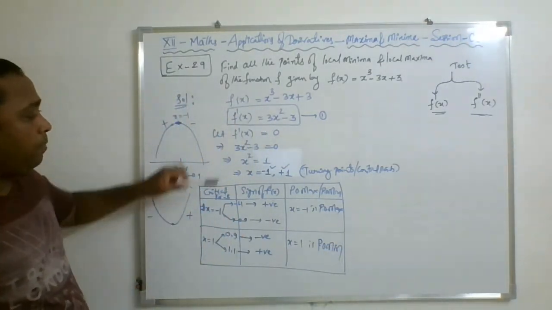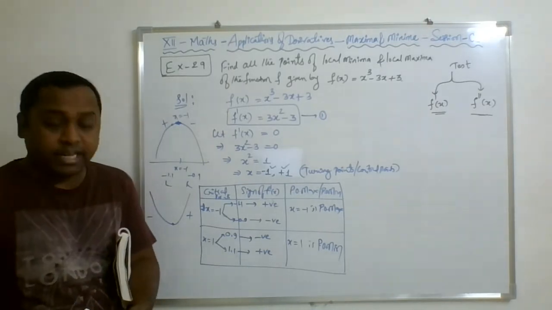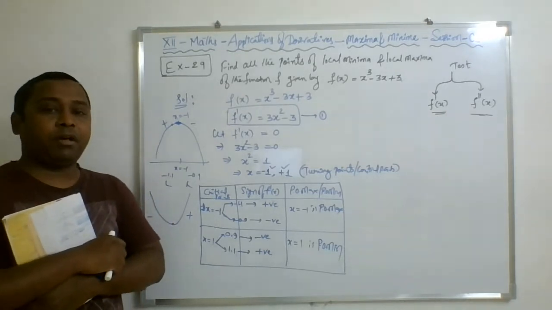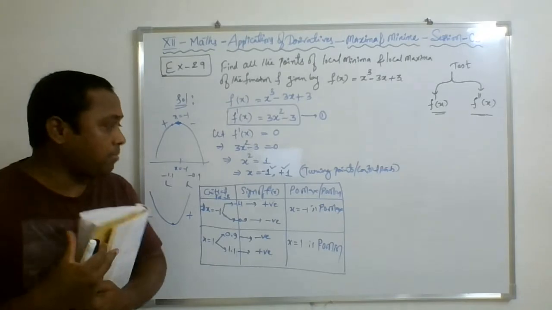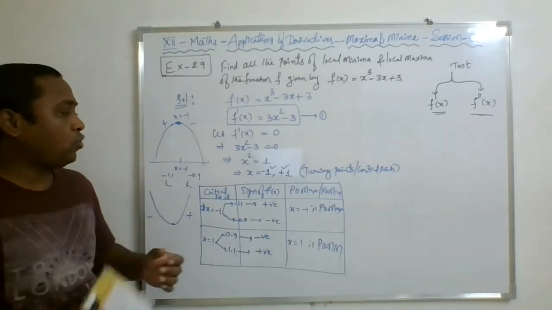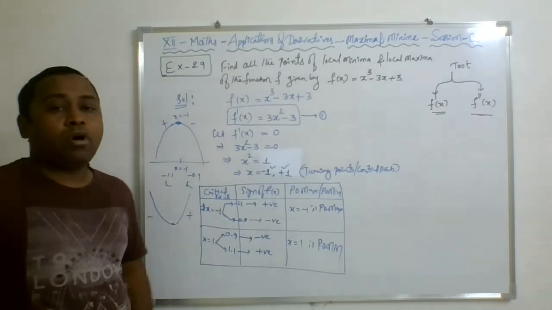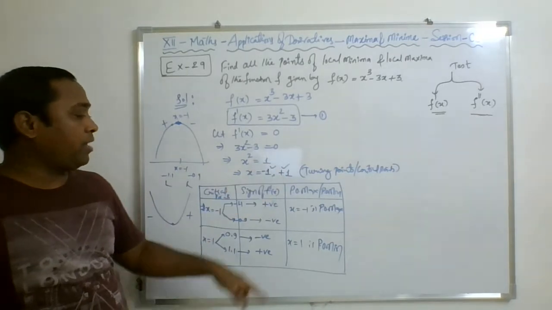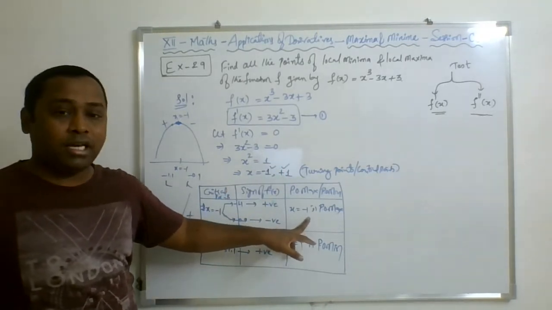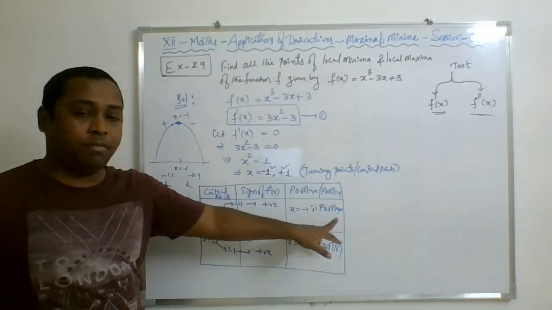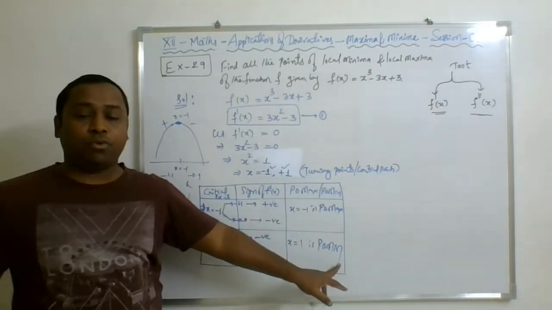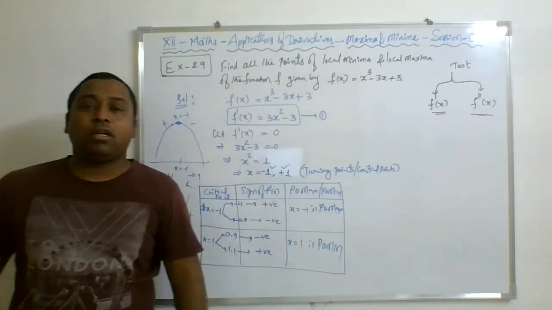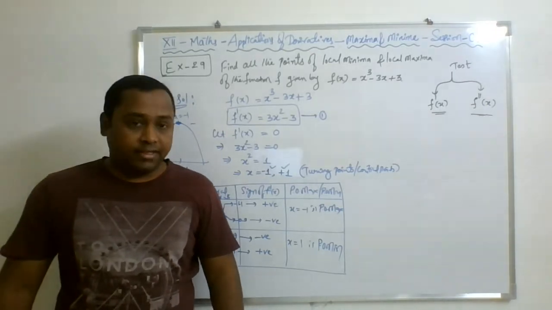So now with the help of the first derivative, I am able to say which point is the point of minima and which point is the point of maxima. Hence, we can also say this is the local minima and local maxima. So I was able to say x is equal to -1 is the point of maxima and x is equal to 1 is the point of minima. This method is called the first order derivative test.